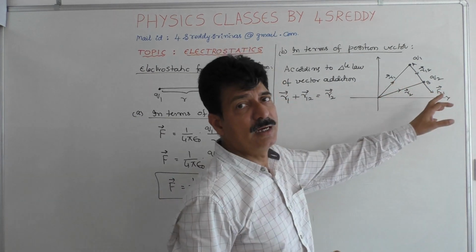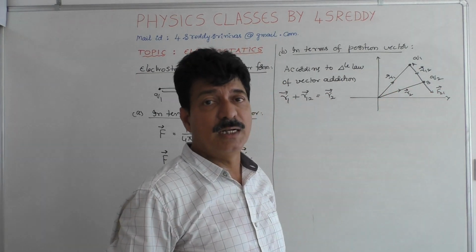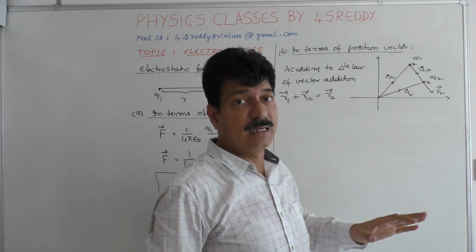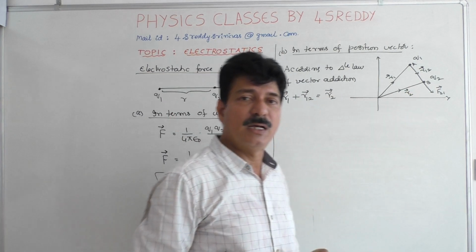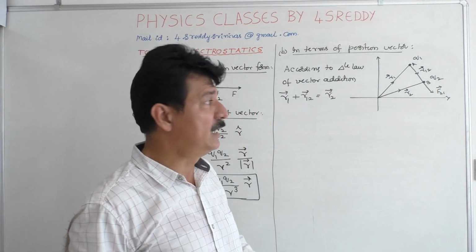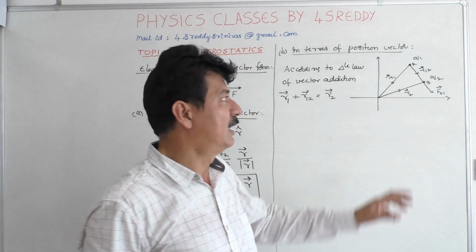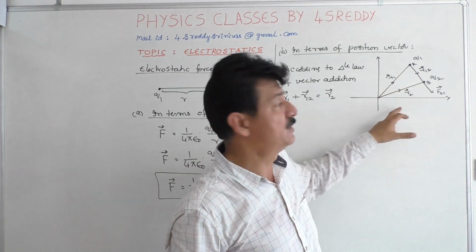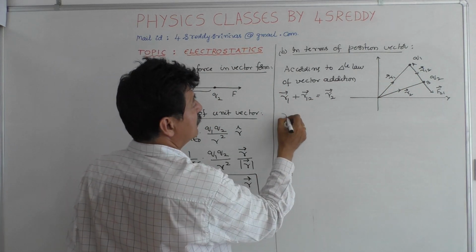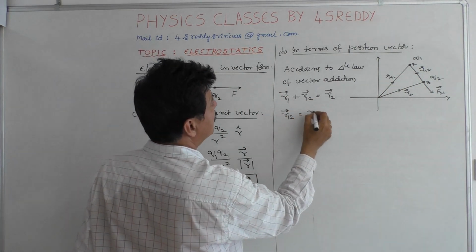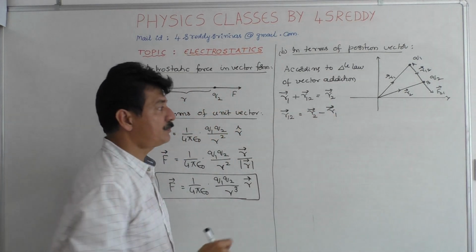The triangle law of vector addition always states that if two vectors are represented both in magnitude and direction by two sides of a triangle taken in the same order, the resultant vector can be represented both in magnitude and direction by the third side of the triangle taken in reverse order. So these two are in the same line and this is opposite. This gives you the resultant, and therefore R1 bar plus R12 bar is this. Therefore R12 bar can be written as R2 bar minus R1 bar.